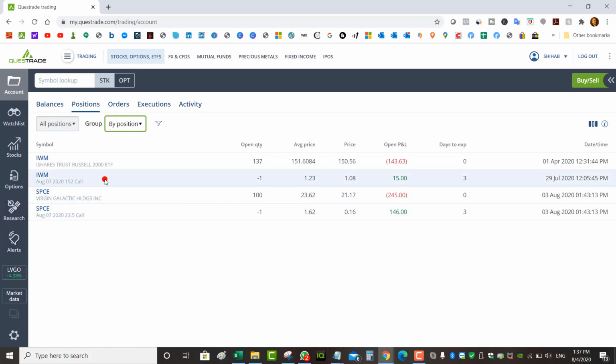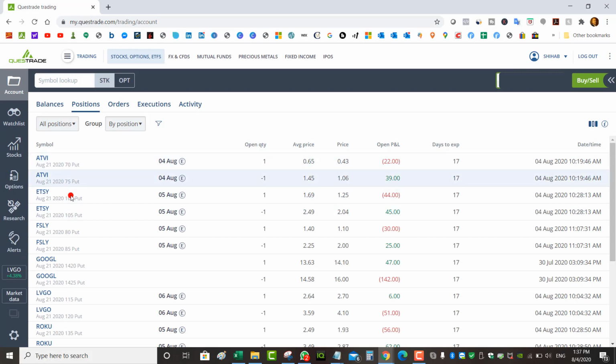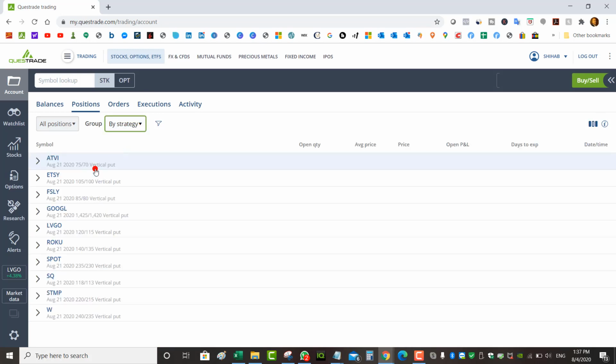What if I had way more positions? If I go to my margin account, look at all these positions. They're all options here: bought, sold, bought, sold, bought, sold. But if I group it by strategy, it looks way better, and I understand what they are. It's a vertical put, vertical put. Basically, they're all vertical puts on these underlyings with the expiry and the strikes.